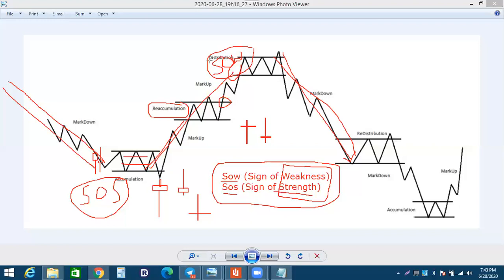Okay. So here understand about the SOS and SOW. Simply, the SOW is a sign of weakness and the SOS is a sign of strength. Okay. Is it clear here? Yes. Okay. Now moving to the next.